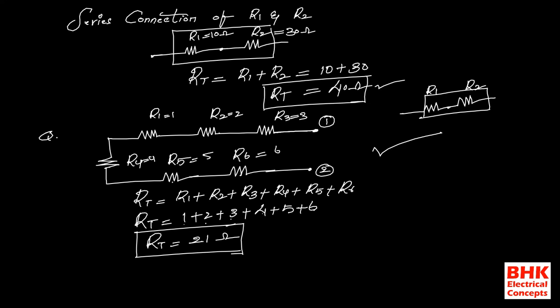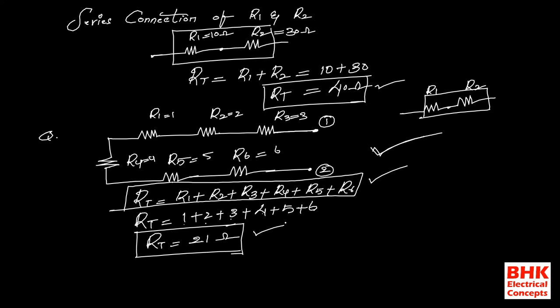Okay, so R1, R2, R3 up to R infinity, if the connection is like this, then this type of connection we are calling a series connection. And when all the resistances are connected in series, then we can find the total resistance of the series connection by directly adding all the values. So we can directly add all the resistances to get the value of total resistance like this. So this is the series connection.